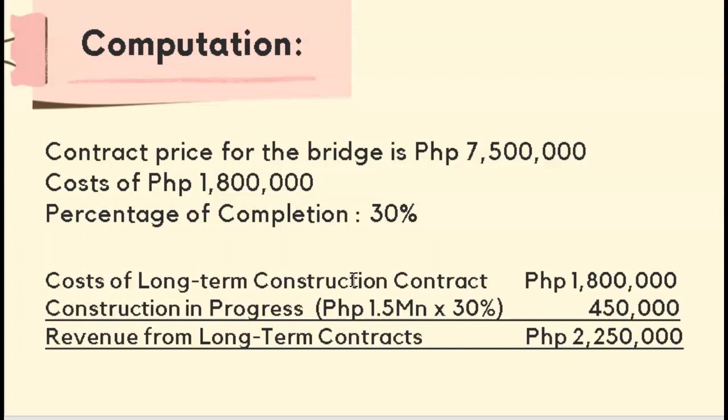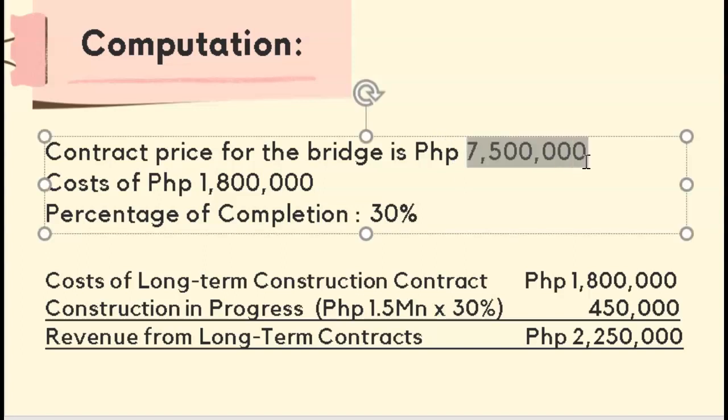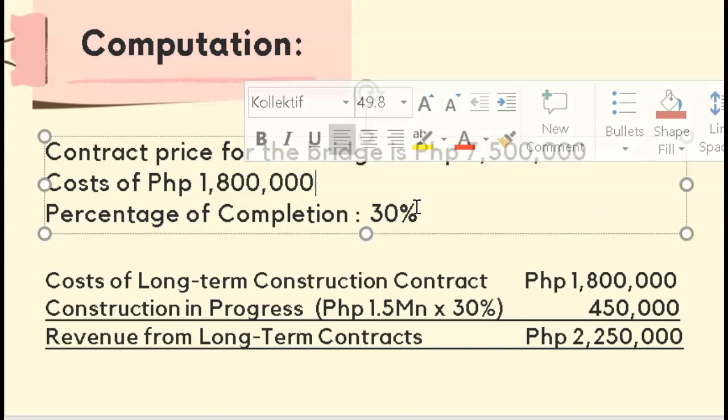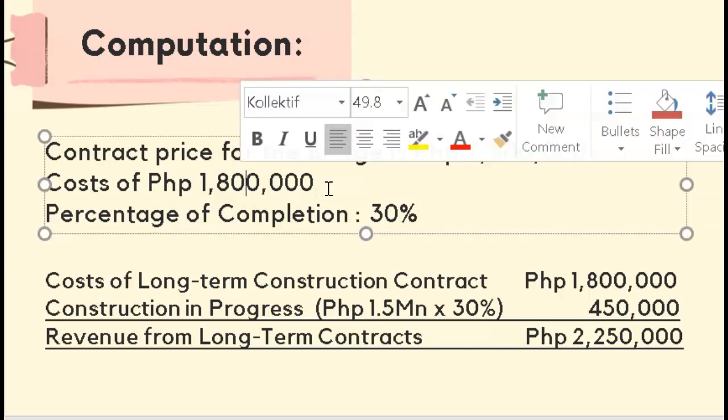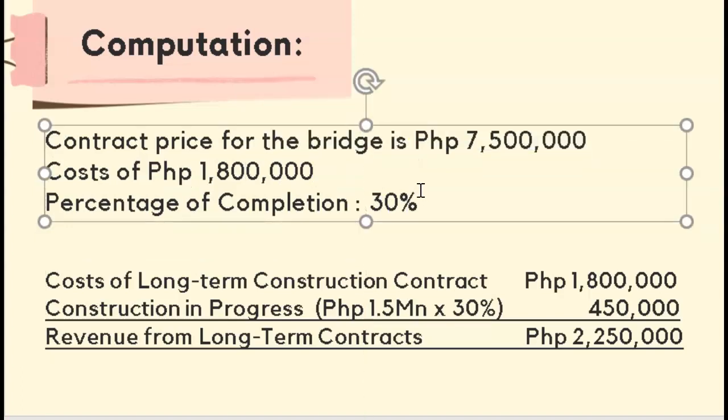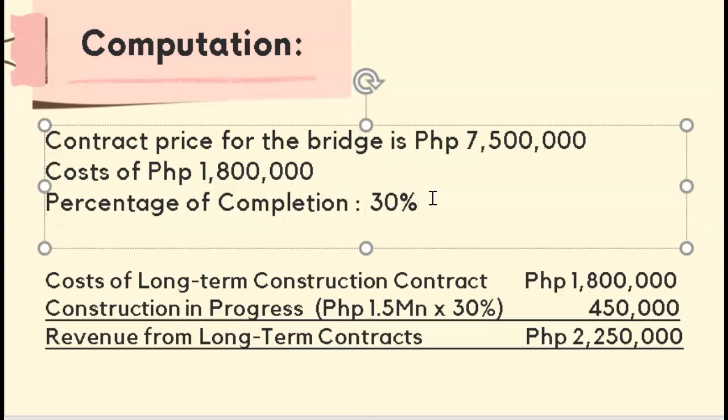The cost of long-term construction contract is 1.8, which is already given. Construction in progress is computed based on the difference between our contract price, 7.5, and the total cost, which is 1.8 divided by 30%. So you will get the total cost of the contract. Okay, let's write it down.